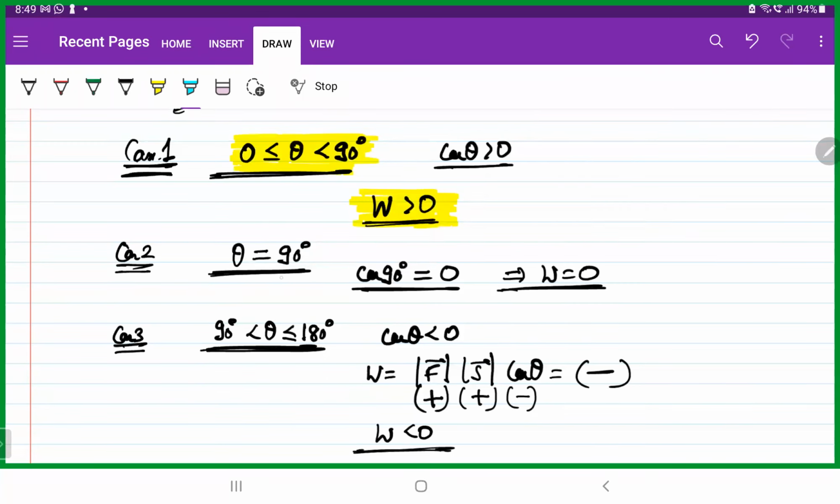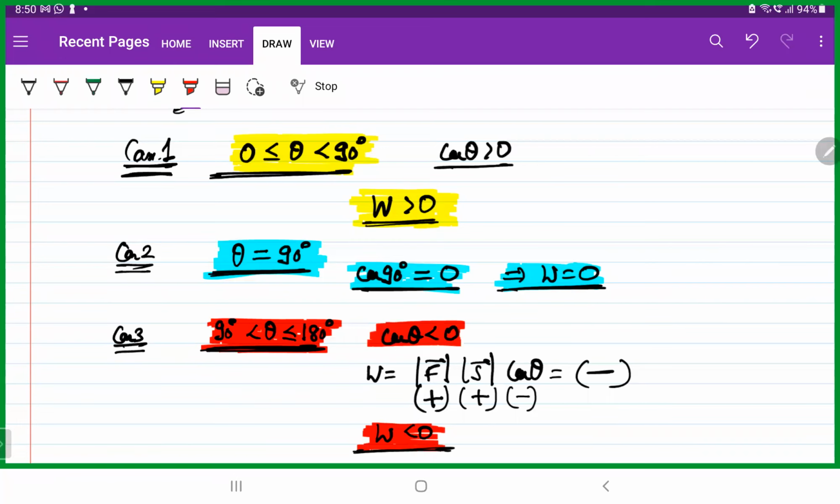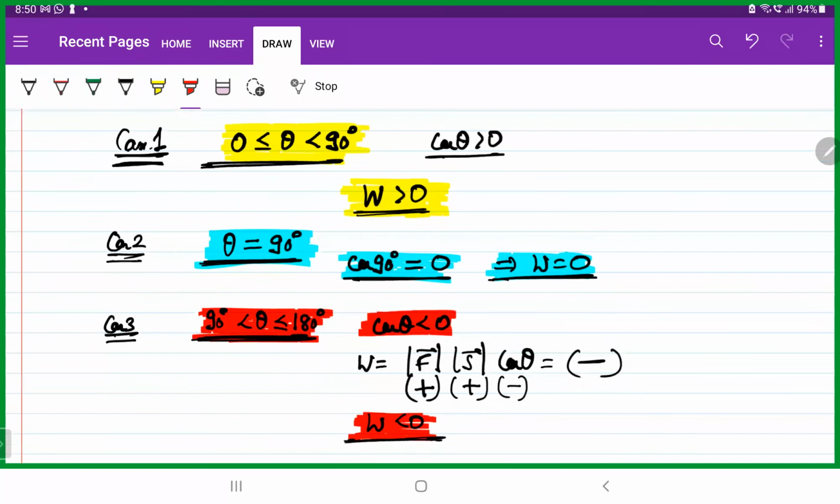If theta is 90, work done will be 0. And when it is between 90 to 180, work done will be negative, because cos will be negative. So these three cases we have to remember.